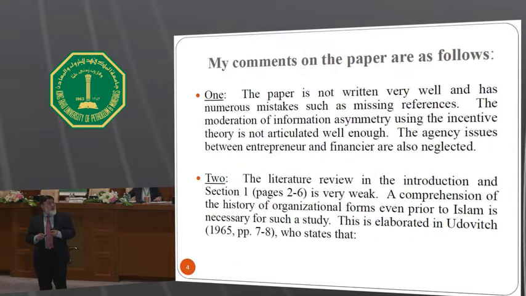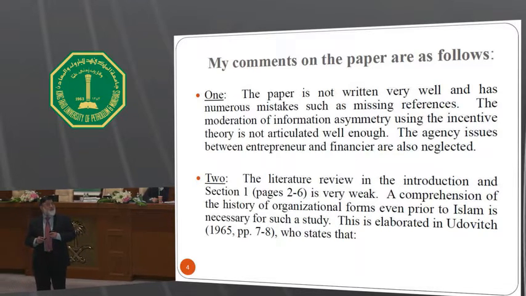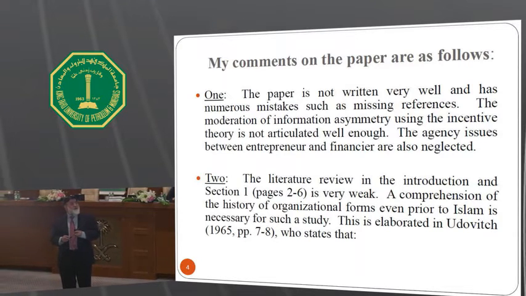So, coming to the comments on the paper, one is, I went through the paper a couple of times. The paper is not written very well and has numerous mistakes such as missing references. The moderation of information asymmetry using the incentive theory is not articulated well enough. The agency issues between the entrepreneur and financier are also neglected. In this literature, the authors typically neglect agency issues. Agency issues are quite important, and they are distinct from information asymmetry.